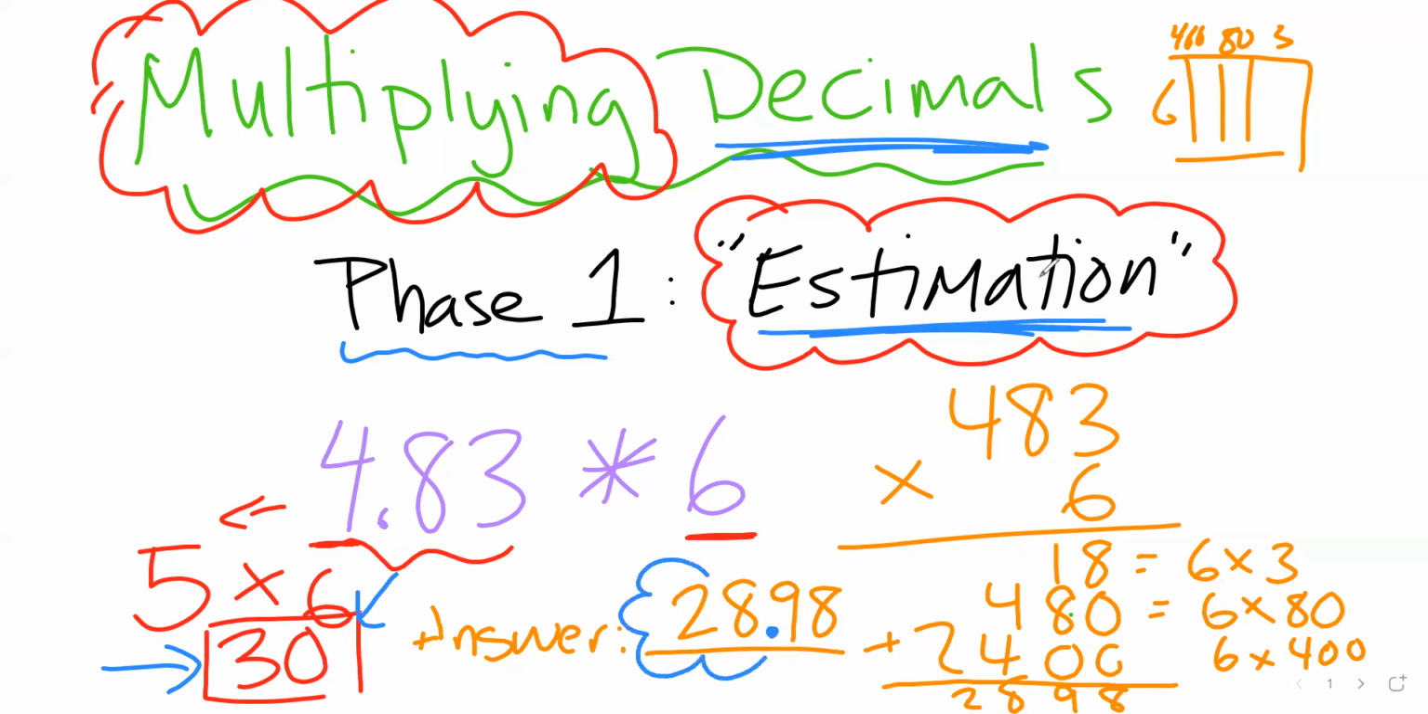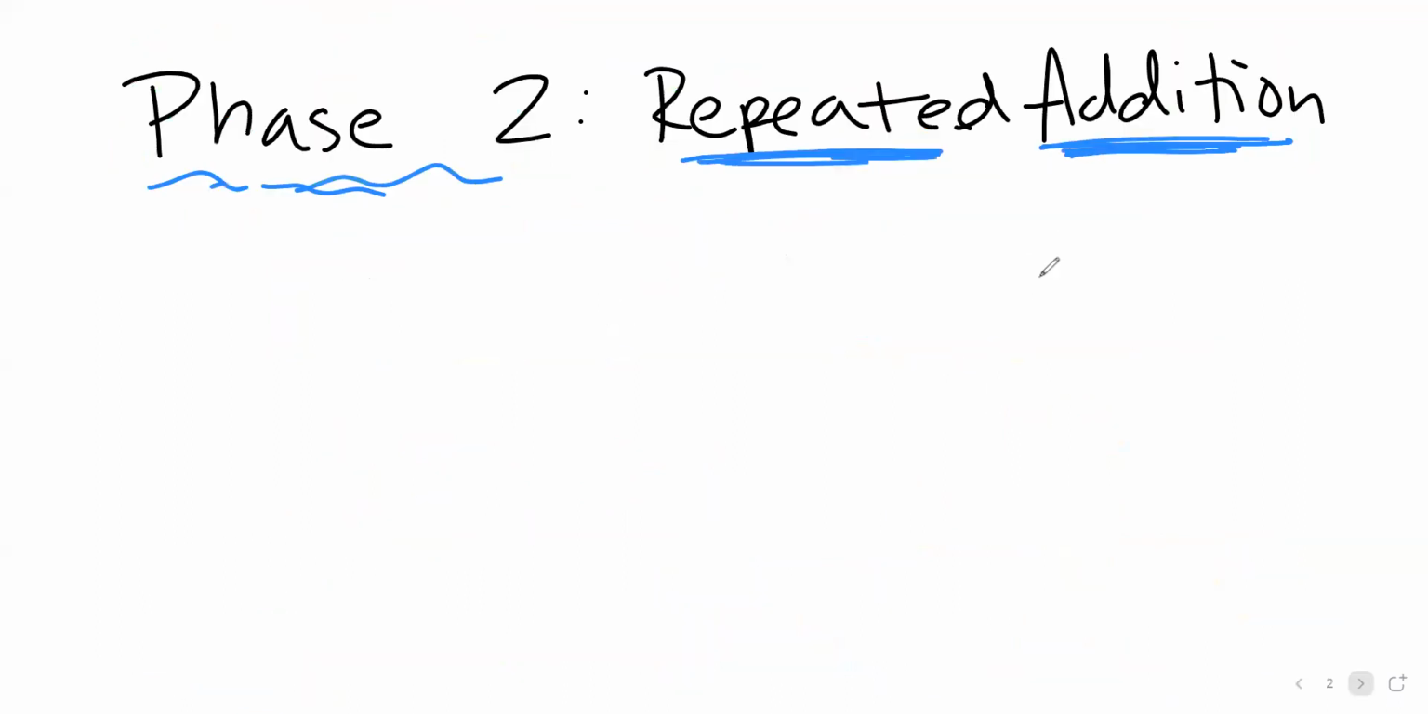That's what's going to get me my product. So again, we're estimating first to understand how many wholes we have, and then we turn around and do the multiplication itself to figure out where the decimal goes. So that's phase one, right? That's something we practiced. So if we move on, phase two, this is that repeated addition process.